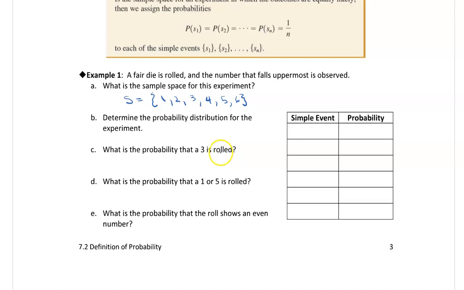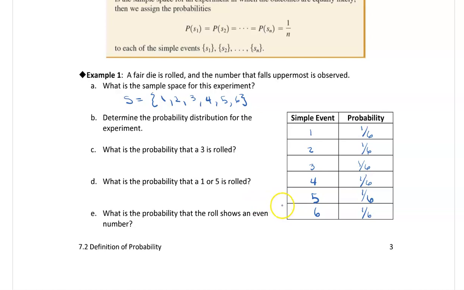Now let's find the probability distribution. We're just going to list all the simple events: 1, 2, 3, 4, 5, and 6. The simple events are just the single outcome events. Because there's six possible outcomes, the probability of each one is just 1/6. One outcome out of six, and they're all equally likely. So that's a pretty boring looking probability distribution, but that's a probability distribution nonetheless. There's our probability distribution.